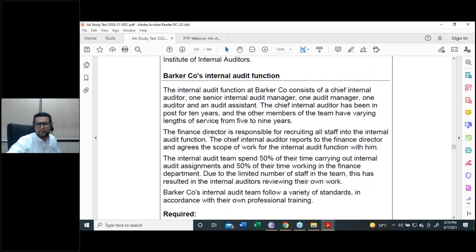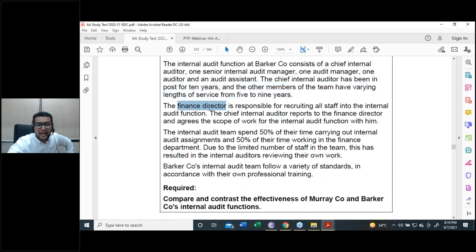Okay, now read the other department. Again, I need to skip a few things. The internal audit function at Barker Company consists of a chief internal auditor, 1 senior internal auditor, 1 audit manager, and 1 audit assistant. So this department does not seem to be well resourced. The chief internal auditor has been in post for 10 years, and other members of the team have varying lengths of service from 5 to 9 years. The finance director is responsible for recruiting all staff into the internal audit function. Now you know what's the problem here.